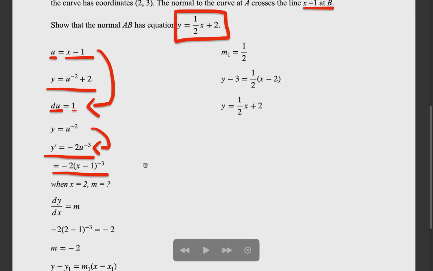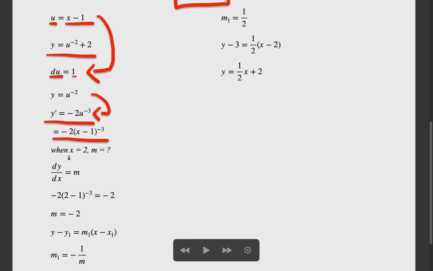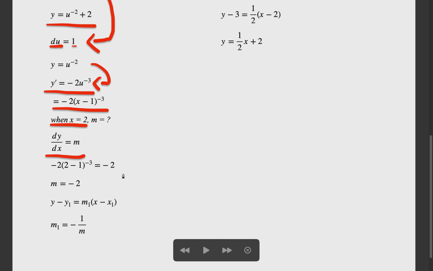For our next step, we are expected to find the gradient when x is equal to 2. Since we know that dy/dx is equal to the gradient, we plug in our x value into the derived function of y, giving us minus 2 (2 minus 1) to the power of negative 3, which gives us the gradient as m equals negative 2.